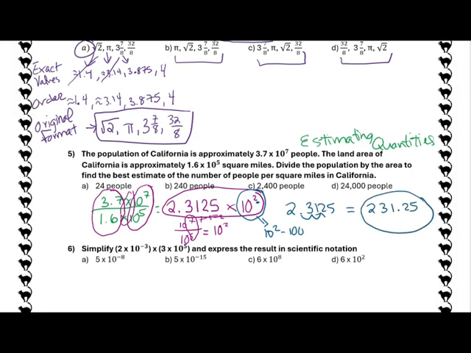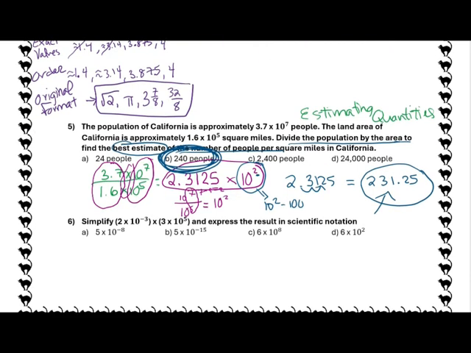And this one is pretty close to one of the options, because it says divide the population, which is what we did, by the area to find the best estimate of the number of people per square miles in California. So the best estimate is B, 240 people, because we got 231.25 as our value. Okay, and these are estimates.